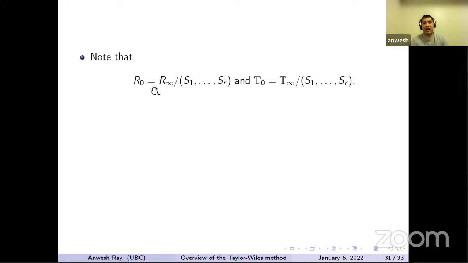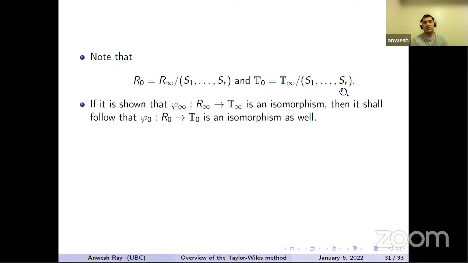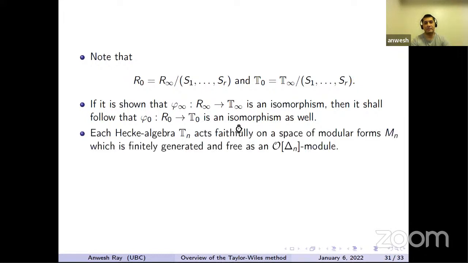So notice that R naught is R infinity modulo S1 to SR. Here S1 to SR generates this augmentation ideal. And T naught is T infinity modulo S1 to SR. So if R infinity is isomorphic to T infinity, then it follows that when you go modulo S1 to SR, you still get an isomorphism. So the initial map that you wanted to show was an isomorphism, you have actually shown that it is an isomorphism after you pass this inverse limit.